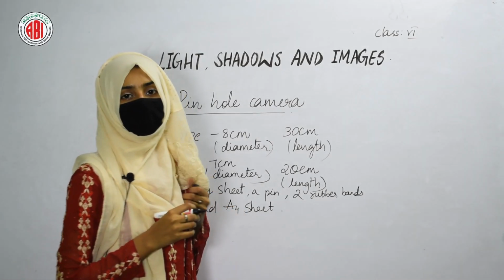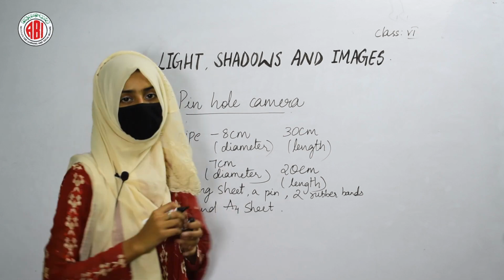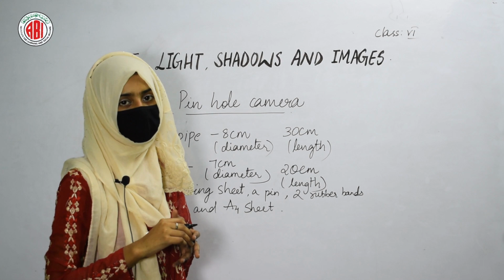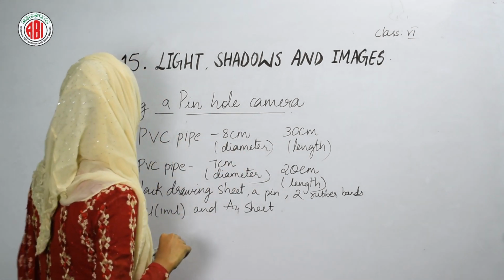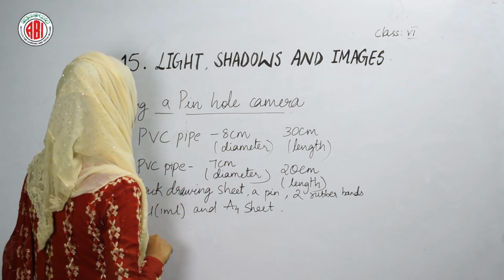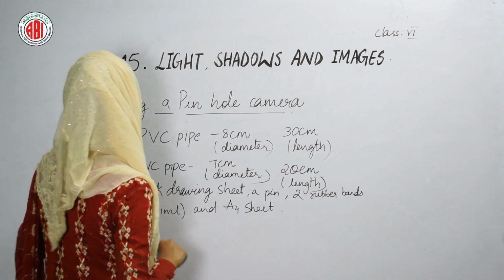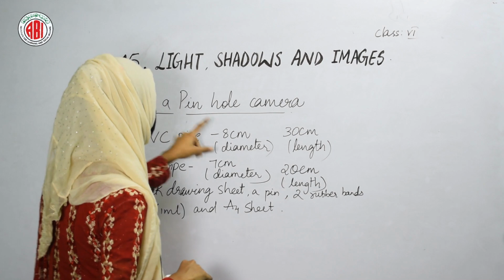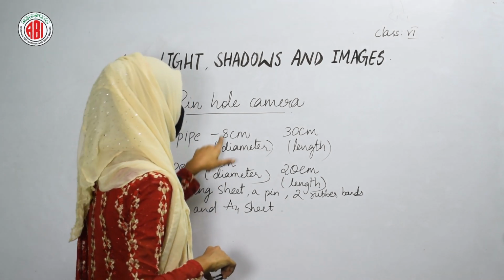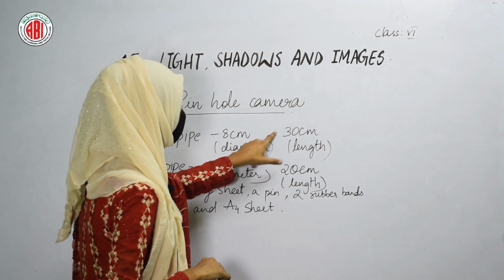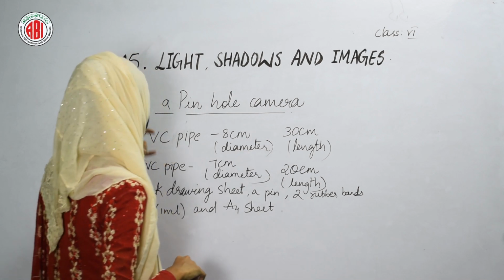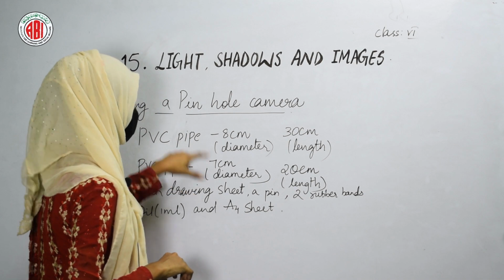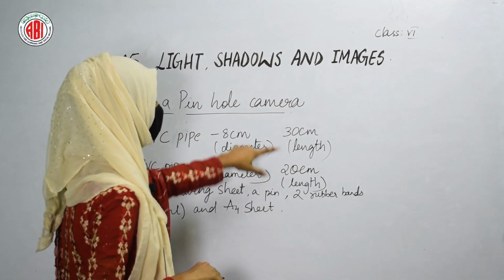So let us see how we can make our own pinhole camera by using different materials. What are the materials that are required to make a pinhole camera? Here is a list of requirements that we need. We need a PVC pipe which is 8 cm in diameter, and the length should be 30 cm, and we need one more PVC pipe whose diameter should be 7 cm and length should be 20 cm.